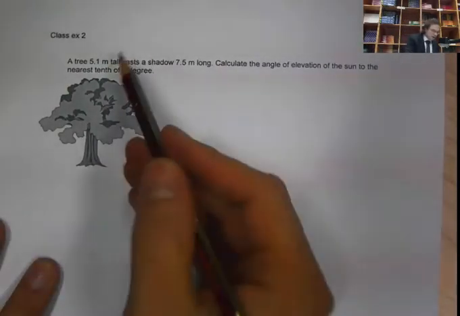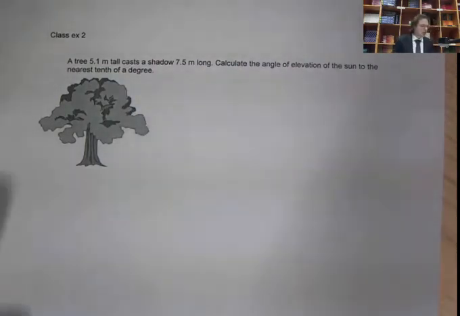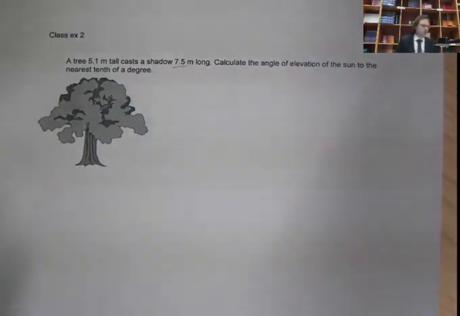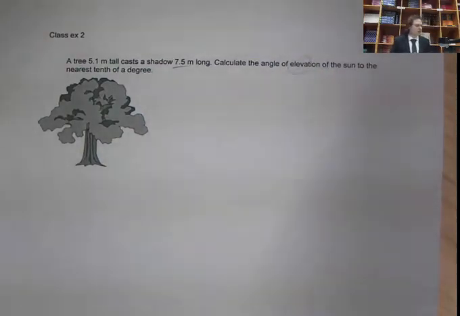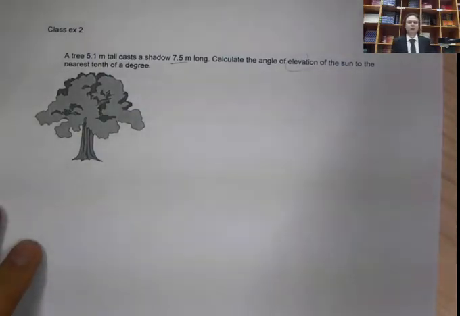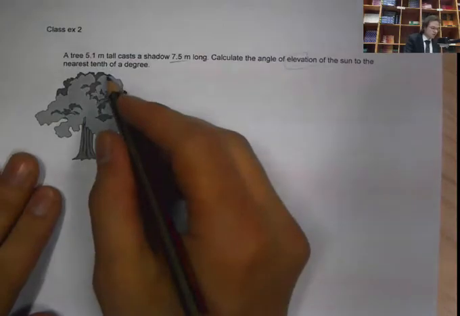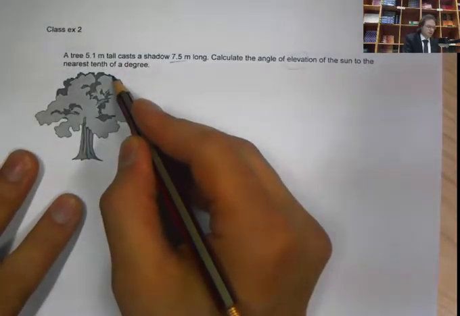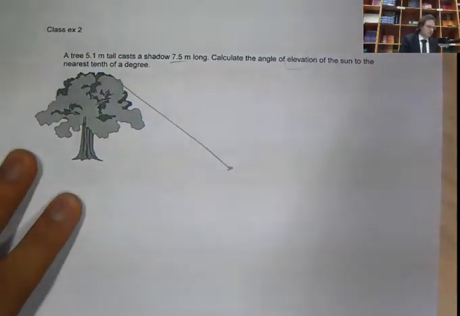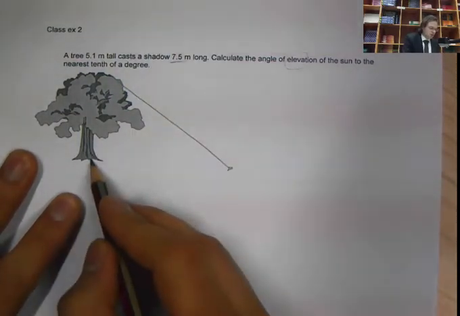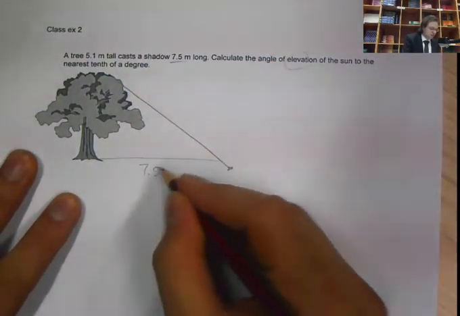So, a tree is 5.1 meters tall. It casts a shadow of 7.5 meters long. Calculate the angle of elevation of the sun to the nearest tenth of a degree. So I want the angle of elevation of the sun. Okay? So first of all, let's take a look at this. My tree, we're going to make a diagram. Okay? Here we go. And I know the shadow is 7.5 meters long. So this is 7.5 meters.